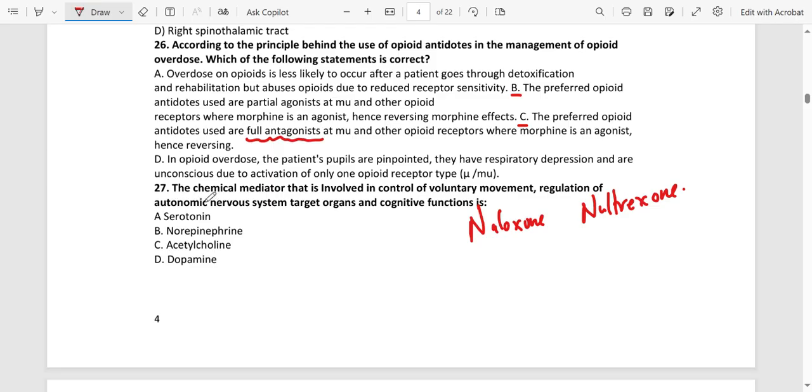Okay, question 27 is saying the chemical mediator that is involved in control of voluntary movement, regulation of the autonomic nervous system, target organs, and cognitive function is serotonin, norepinephrine, acetylcholine, or dopamine. Which one can you pick? Which neurotransmitter is involved in voluntary movement, regulation of the autonomic nervous system, and cognition? Acetylcholine, very important, all right?